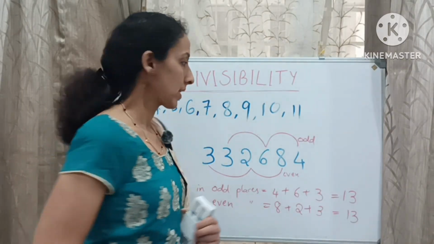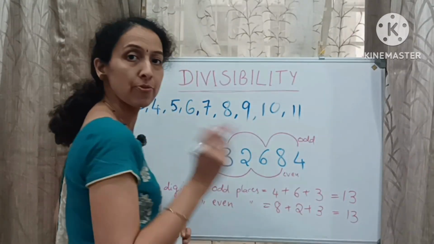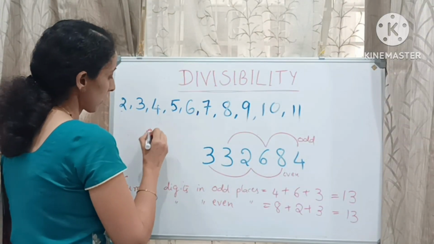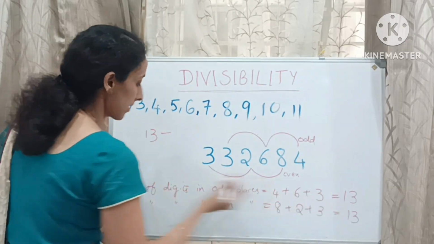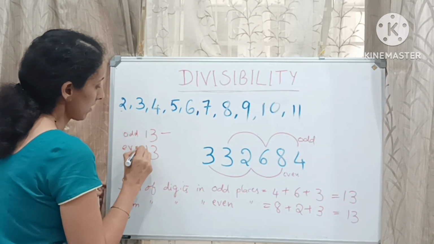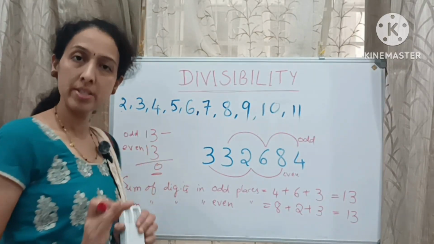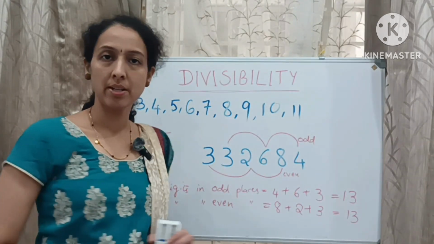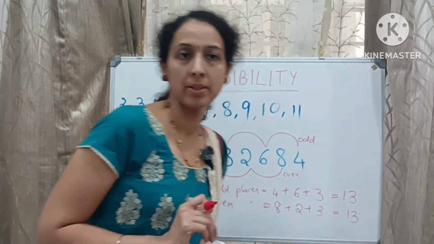Now we have to subtract the sum of digits in even places from the sum of digits in odd places. Here it is 13 minus this 13, and we get 0. 0 is divisible by 11. That is why this entire number is divisible by 11. Let's take another example.